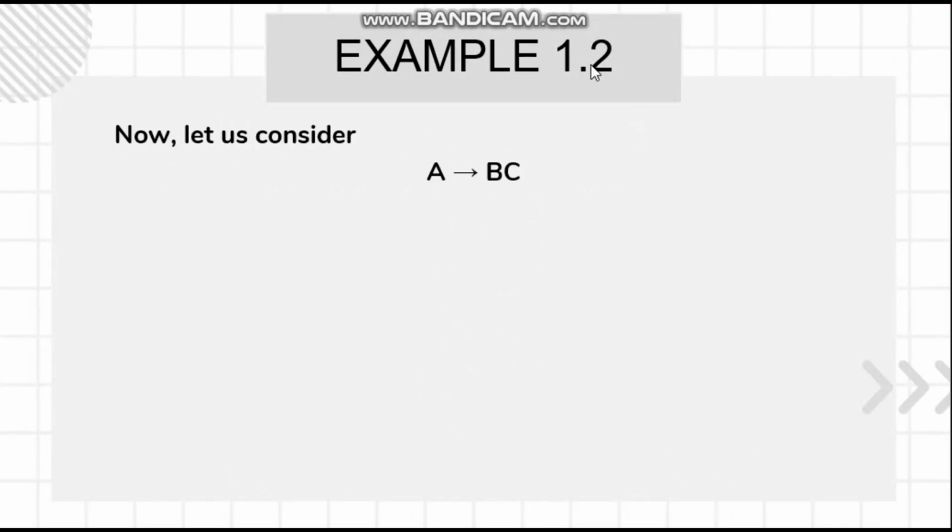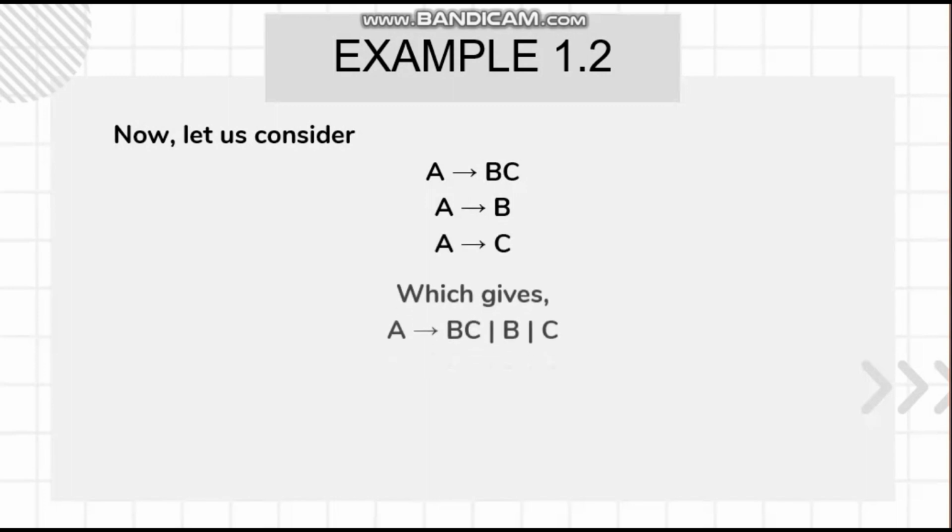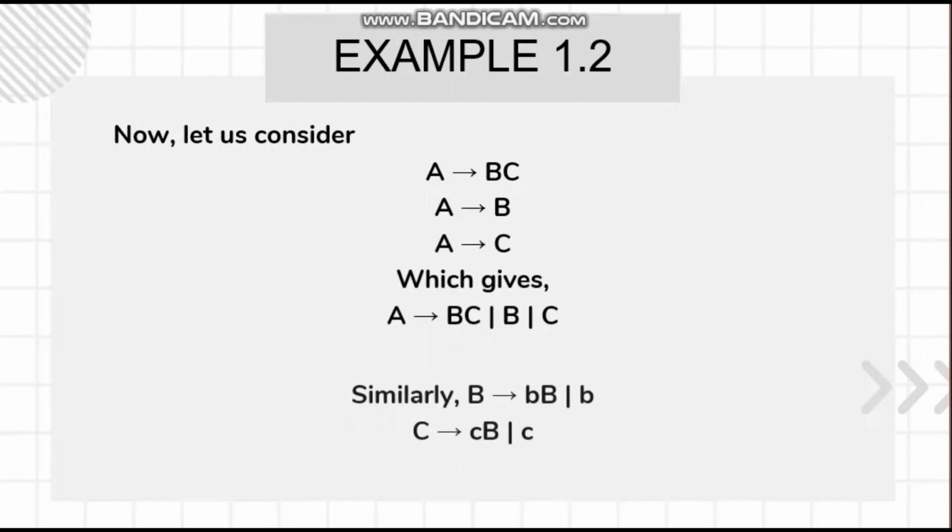Now, if we take the second production and proceed in the same way, that is, replacing first C with epsilon and then B with epsilon, we get A gives B or A gives C. Similarly, doing so for all the productions, we get B gives BB or B, and then we get C gives CB or C. Therefore, our final result after removing all null productions is as follows.